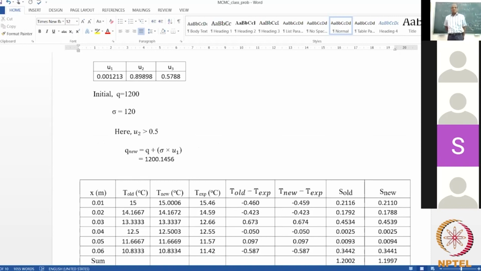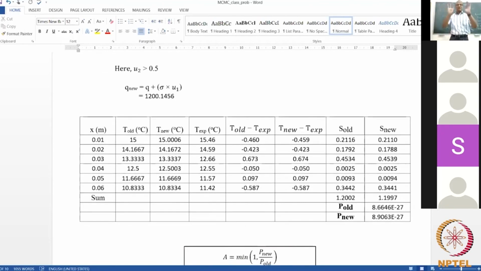Here, u2 is greater than 0.5. So instead of using the Gaussian, Suraj took a very simple approach. He's saying that the new sample is equal to the old sample plus a random number into the standard deviation. So what is that random number? The first random number is so small, 0.01213. Therefore, his current sample and the old sample are very nearly the same. Doesn't matter. We are just demonstrating the technique.